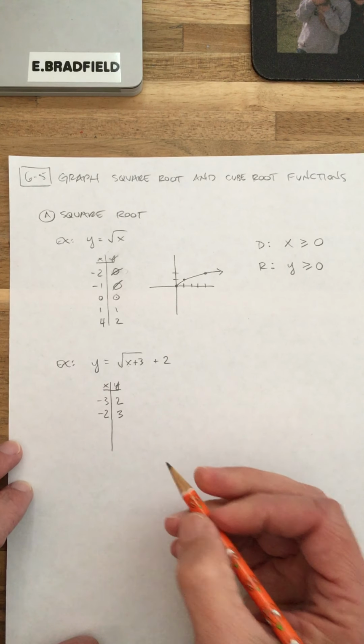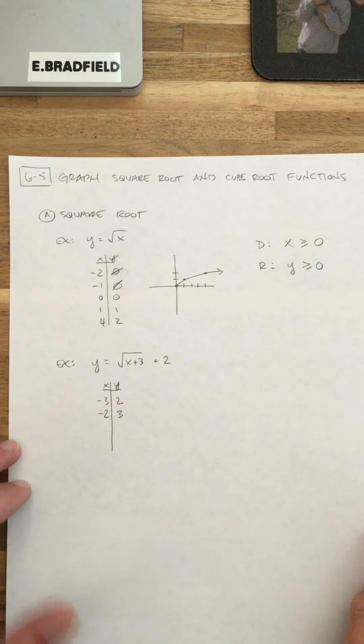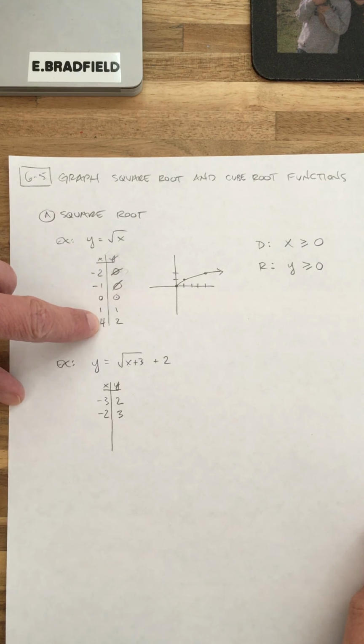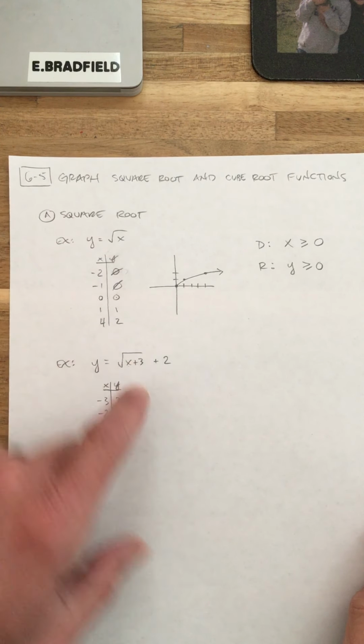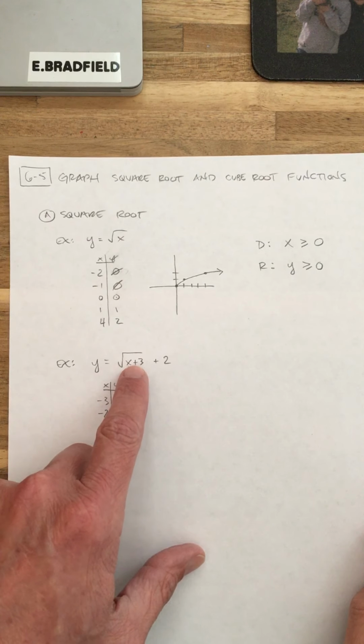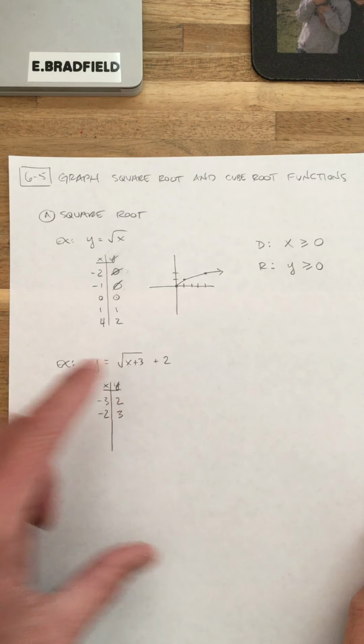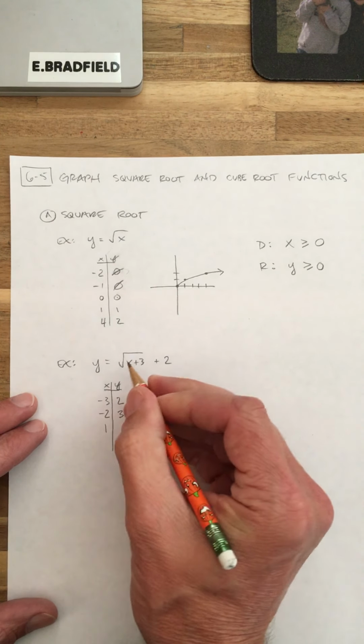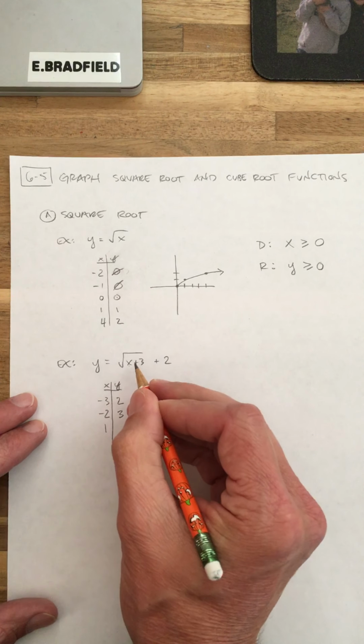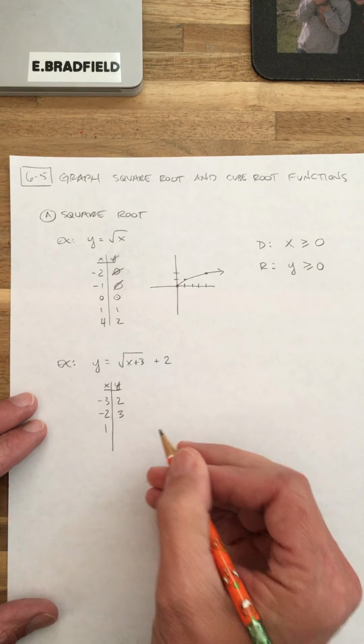What number should I plug in next? Remember the next number I plugged in here was 4 because I could take the square root of 4. So I want to try to get a 4 in here. So what number plus 3 gives me 4? That's a 1. Good. So I'll plug in a 1 right here. 1 plus 3 is 4. Square root of 4 is 2. 2 plus 2 is 4.